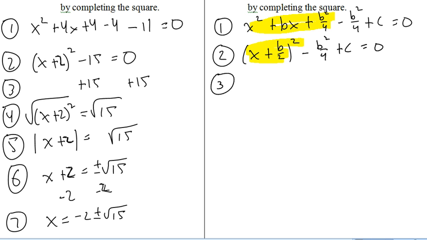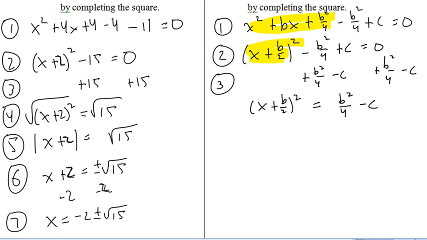And now step 3, I move the 15 over, so in this case I need to move everything outside of the squared over. So I'm going to add b squared over 4 to both sides, and I'm going to subtract c from both sides. And that gets me x plus b over 2 squared equals b squared over 4 minus c. And in step 4, I square rooted both sides.